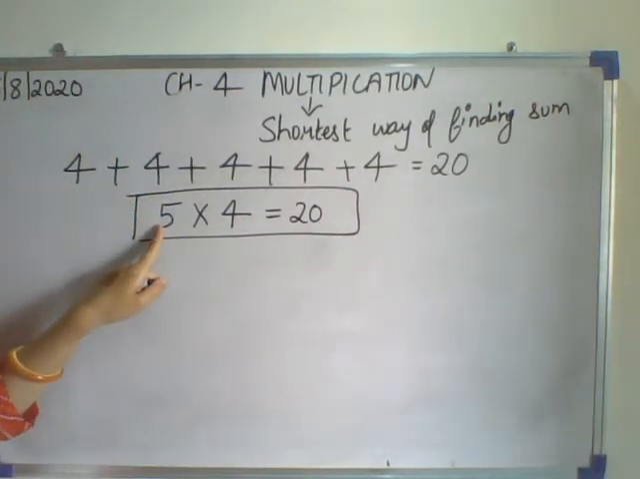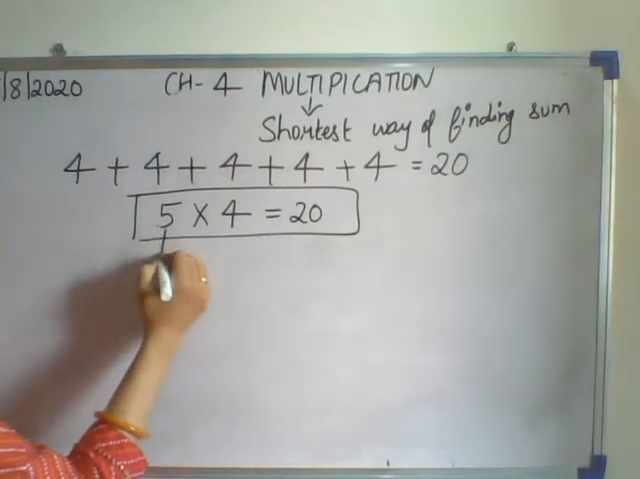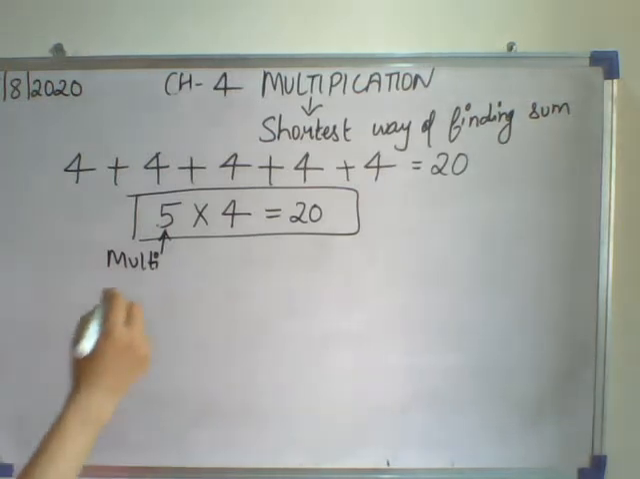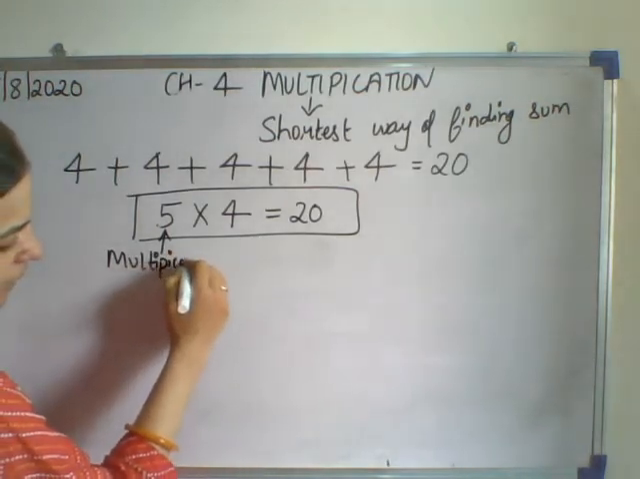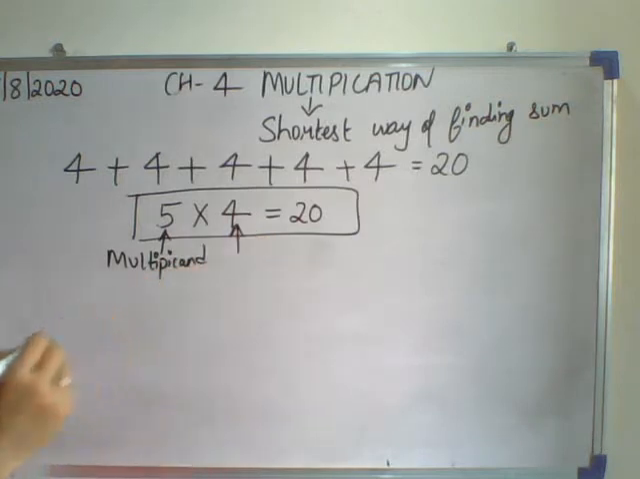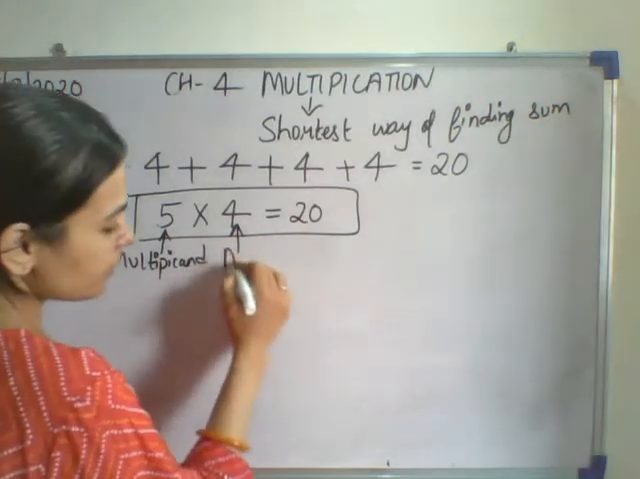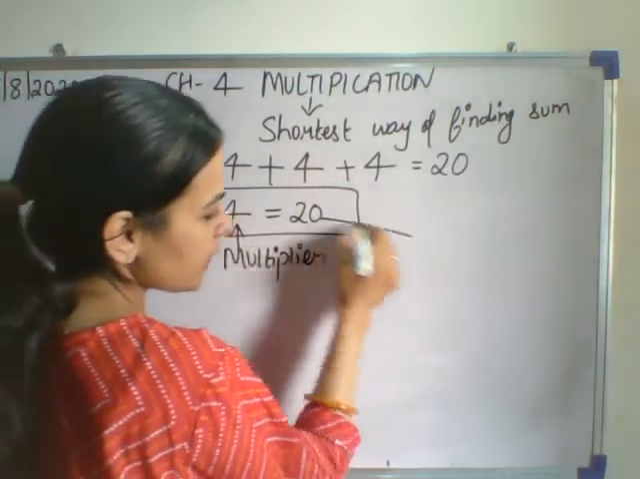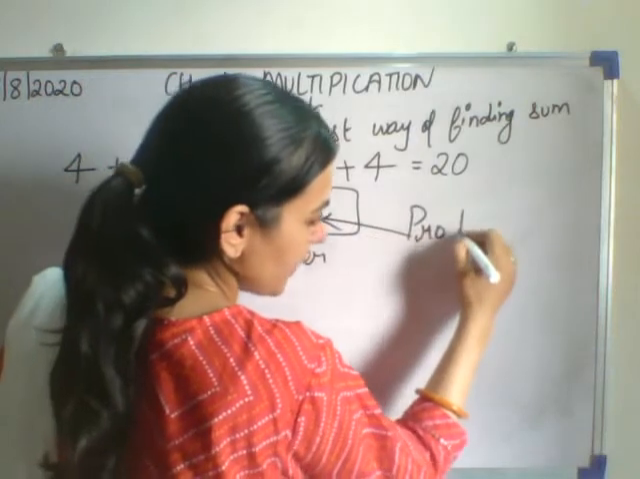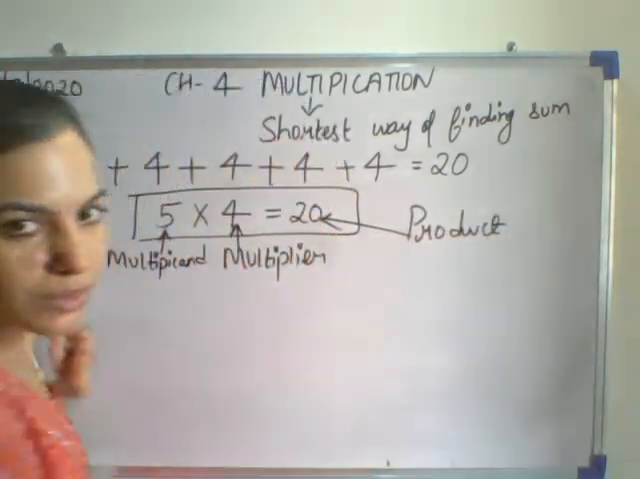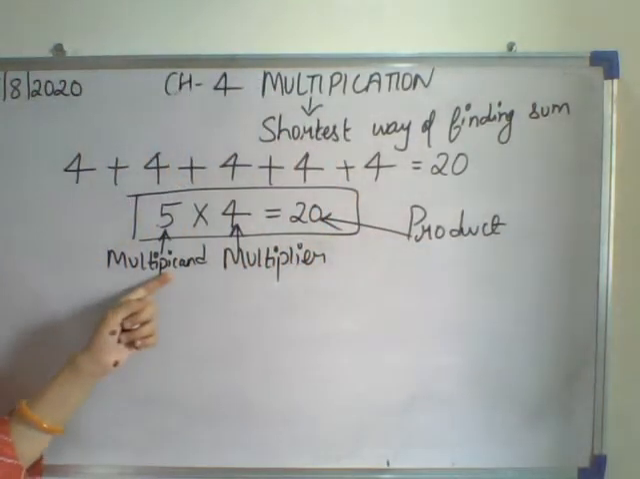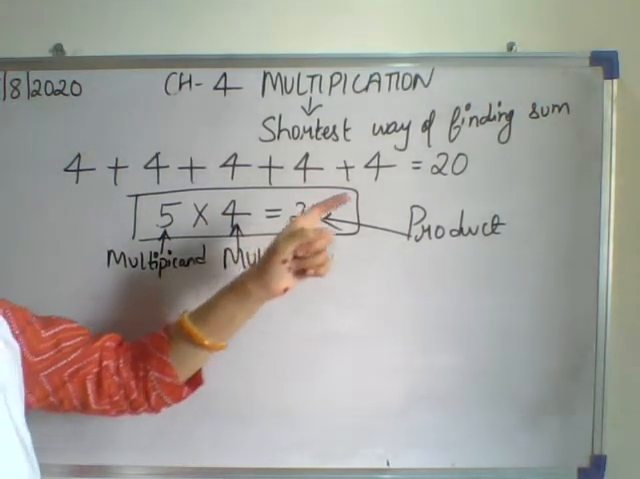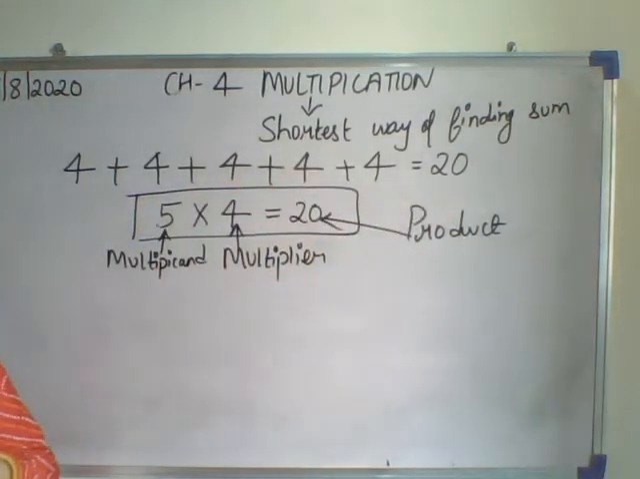Here this 5 is known as the multiplicand. This 4 is known as the multiplier. The 4 is the multiplier, and the answer, that is the 20, is known as the product. You must know these terms students. This 5 is known as the multiplicand. This 4 is known as the multiplier, and 20 is known as the product.